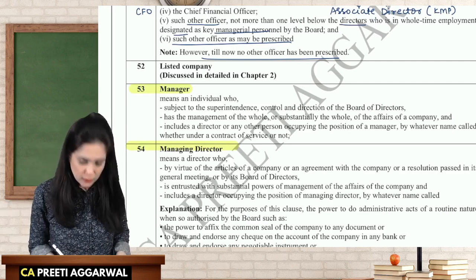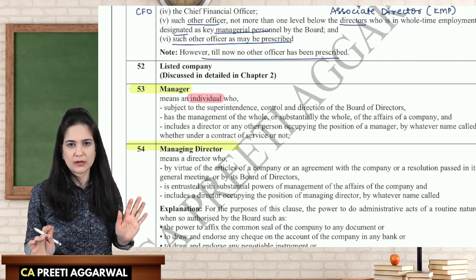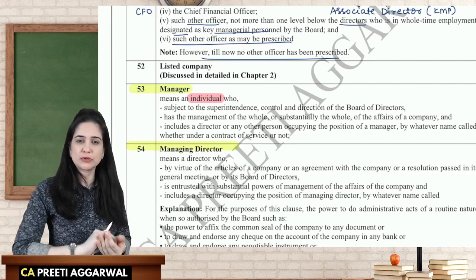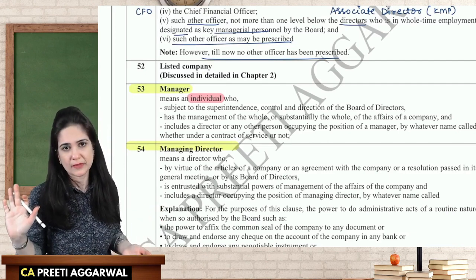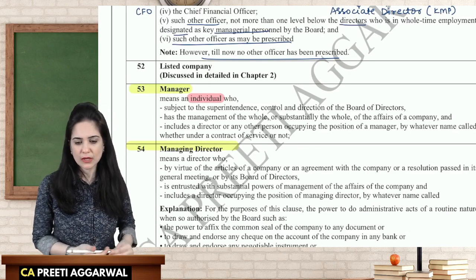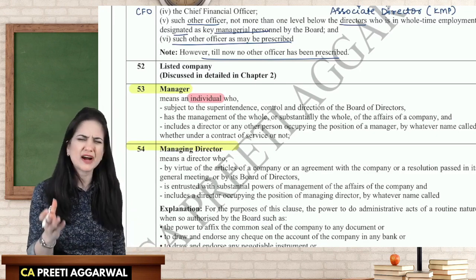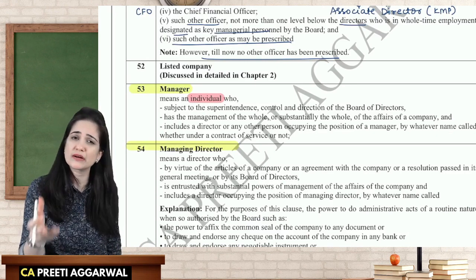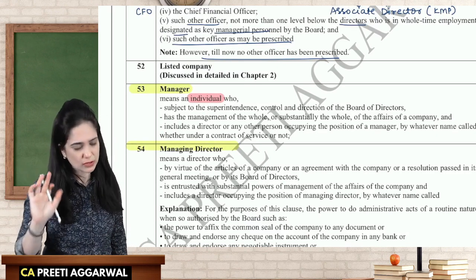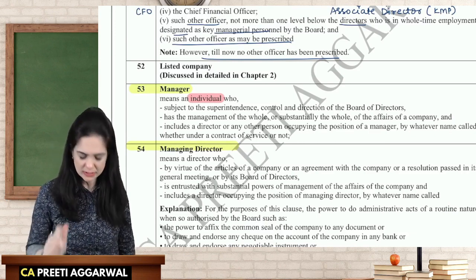Now, who is a manager? Manager is an individual. He need not be a director. But we want an individual. Can't be a body corporate. Only an individual, a living person. Only a living person can be a manager. Why? How will an artificial person govern the company? How will an artificial person take decisions for the company? So we need a living person. So manager means any individual, living person.